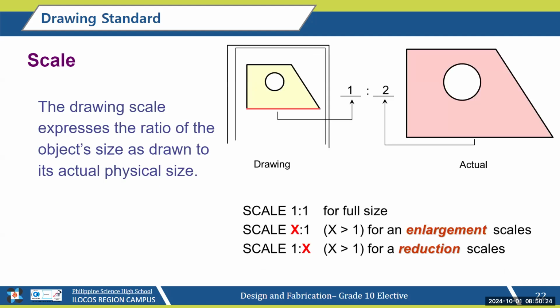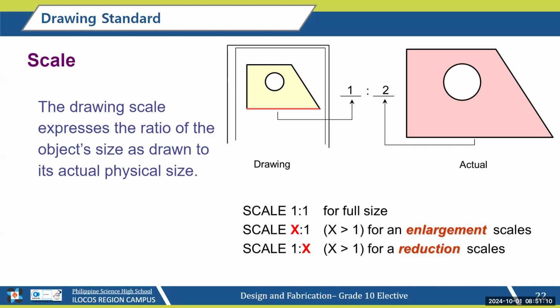Next, let's talk about the drawing scale, which expresses the ratio between the size of the object in the drawing versus its actual physical size. We have three types of scale. 1:1 scale is used for full size. X:1, where X is greater than 1, represents a drawing that is enlarged.